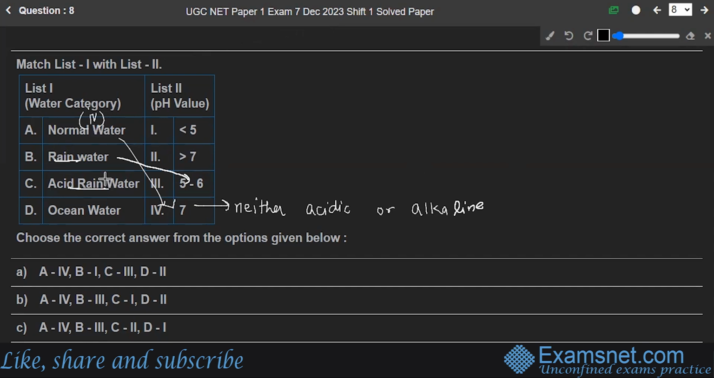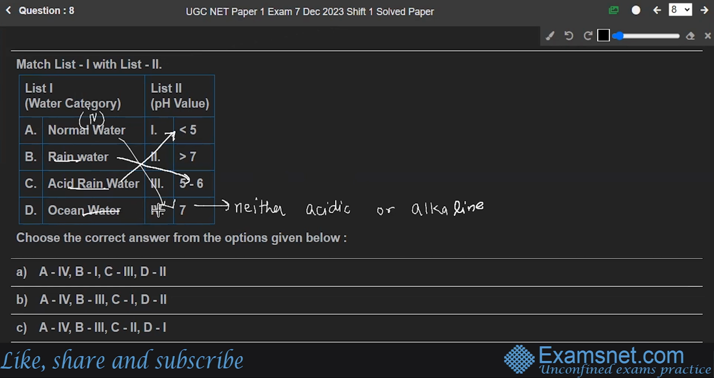Next is your acid rainwater. It is going to have an acidic pH value which is less than 5. Acid rain is caused by the release of sulfur dioxide and nitrogen oxides into the atmosphere. These pollutants react with water vapors present in the atmosphere to form sulfuric and nitric acid, which then fall on the ground as acid rain.